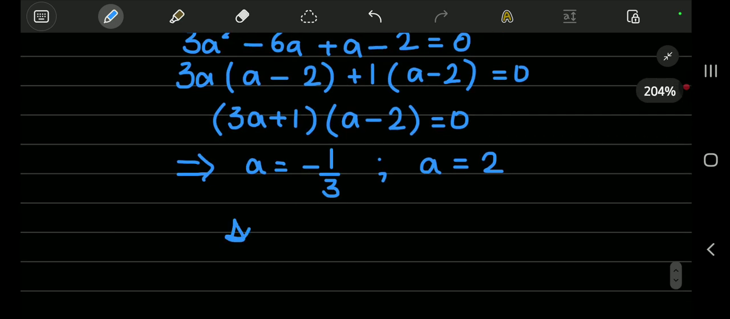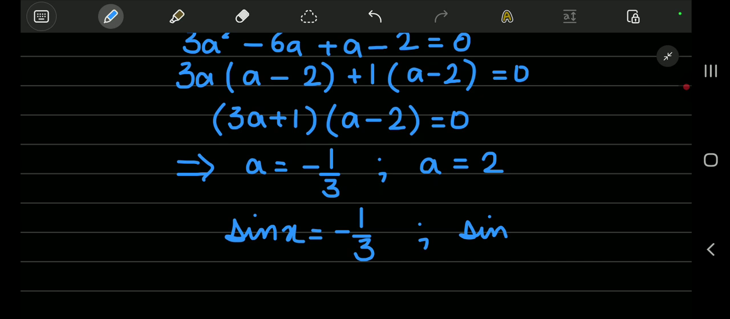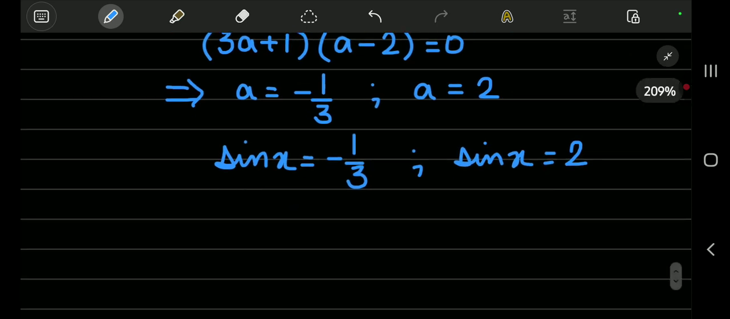Now putting back sine x over here, sine x is either equal to minus 1 over 3 or sine x equals 2. So as we know that sine x cannot go above 1. The maximum value for sine is 1, so we'll reject this.